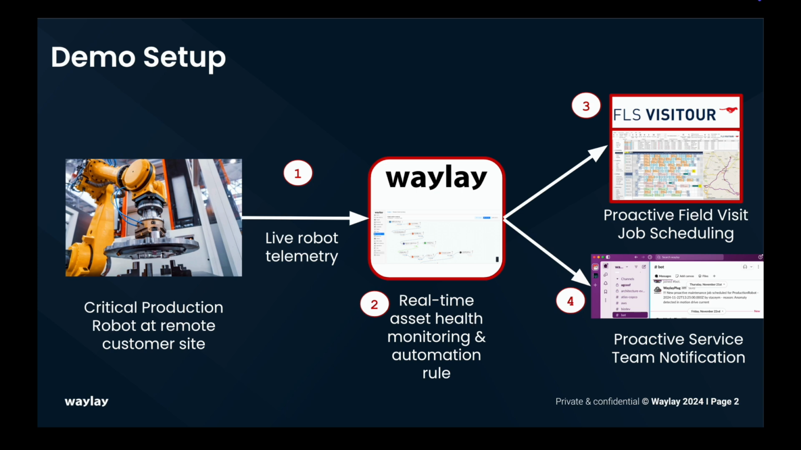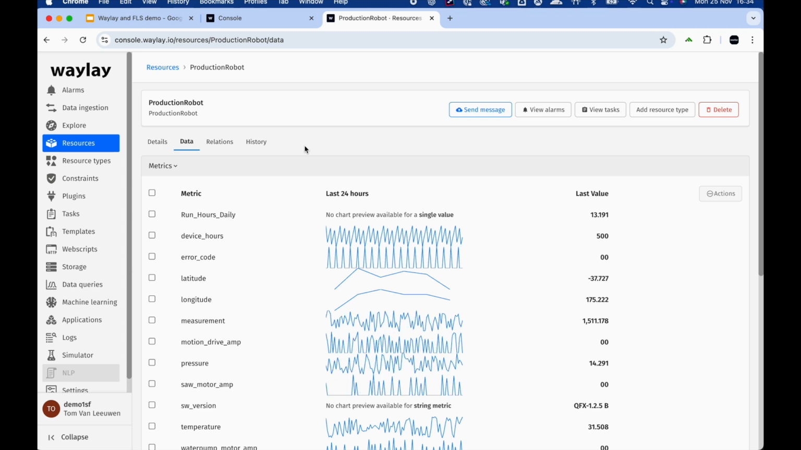So we have one or multiple critical production robots at a remote customer site who are sending live telemetry into the Waylay platform. The Waylay platform itself runs real-time asset health monitoring and automation rules that are going to assess the performance of the asset. And if the asset is predicted to go down, we are going to automatically create a high priority maintenance visit for that asset. And we're going to do that in the FLS Visitour application using their APIs to schedule a proactive field visit.